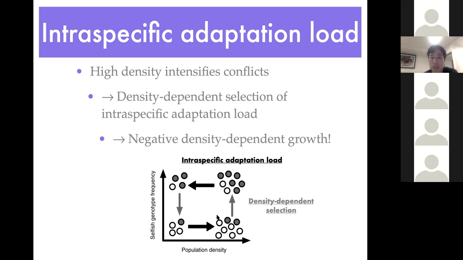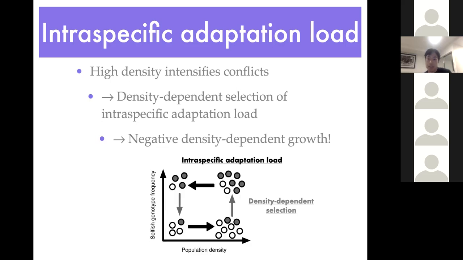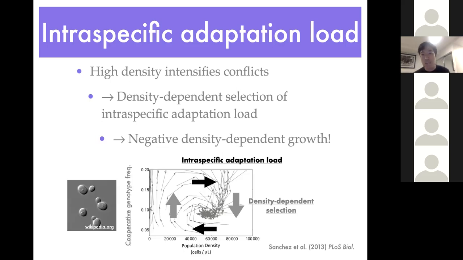And actually, there's a nice empirical study showing this kind of feedback by using yeast in experiments. So Sanchez et al. showed that there's a feedback between the population density and the frequency of cooperative genotypes in a yeast population, and that can result in cyclic dynamics. So here, the y-axis is cooperative genotype frequency instead of selfish genotype frequency, and therefore the direction of coding is the opposite, but it's basically the same thing. The gray arrows indicate density-dependent selection, and the black arrows indicate intraspecific adaptation load. So this kind of population dynamics should affect community dynamics and species coexistence. But how can we understand it?